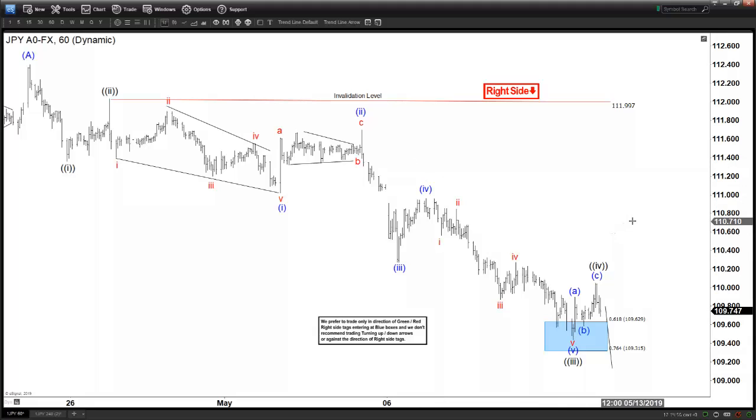Otherwise, we can still do a double zigzag. If we do a double zigzag, we're going to find sellers again at the next equal leg, because the structure looks incomplete as an impulse from the peak as of now. Okay, so that's the update for today.